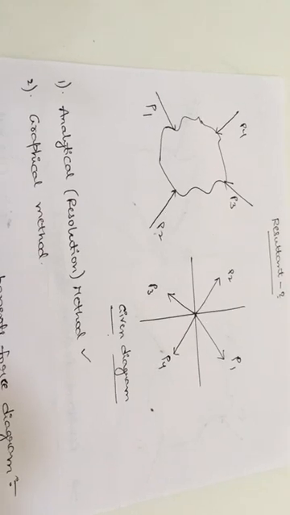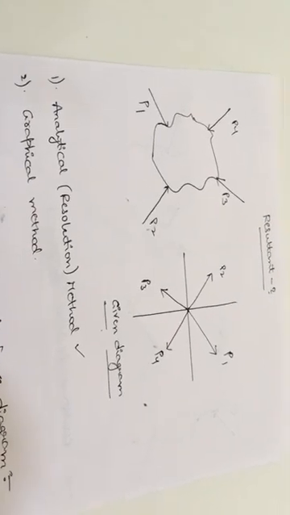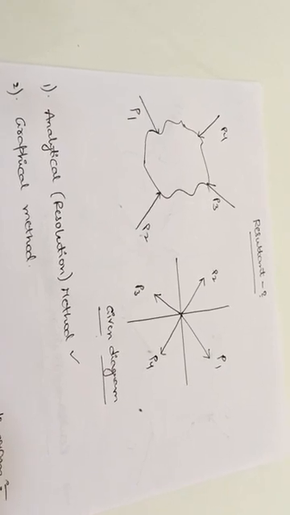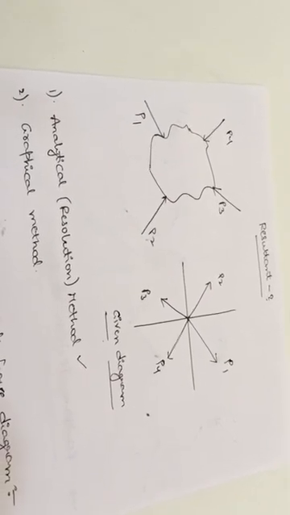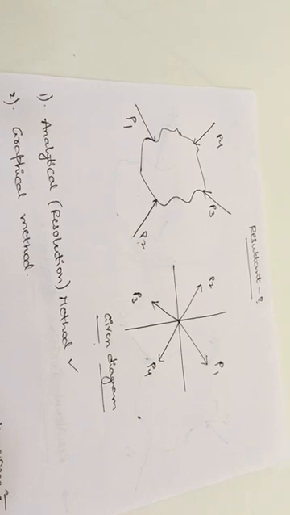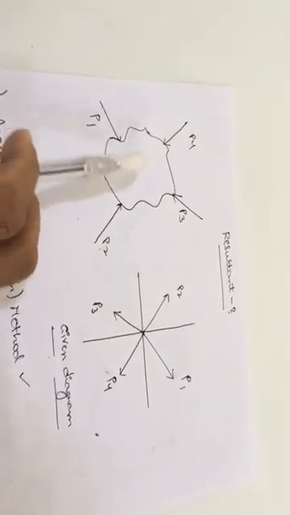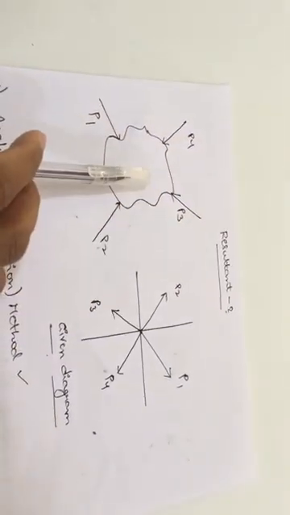Hello everyone. In the previous video we learnt about the resolution part, that is how to resolve a force into two rectangular components. Now in this video we will see how to calculate the total force, the resultant force, its magnitude as well as direction. Let us consider a random body on which n number of forces are acting.